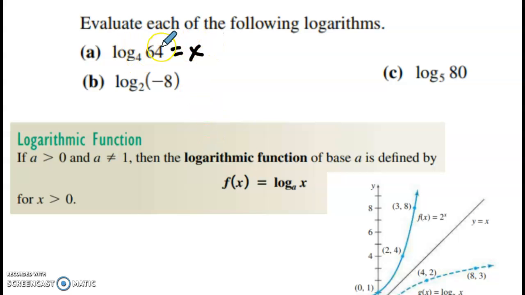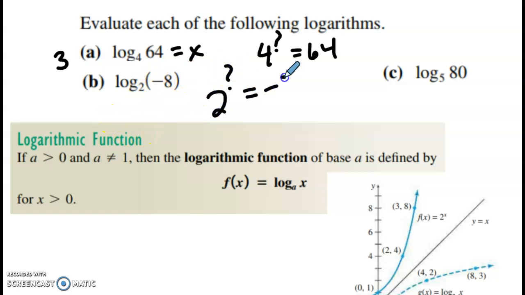This means 4 to what power equals 64? That's what that's asking. If they say what's log base 4 of 64, they're saying 4 to what power equals 64? And that answer, of course, would be 3. 4 to the 3rd power. This is saying 2 to what power equals negative 8? Well, that's non-existent. No solution. Undefined. Something like that.